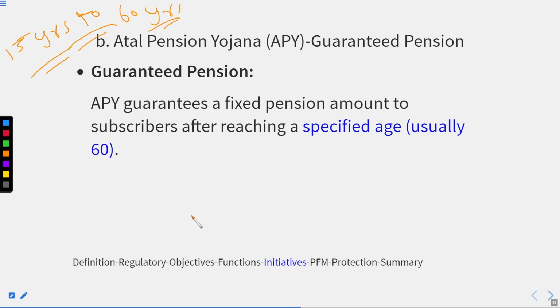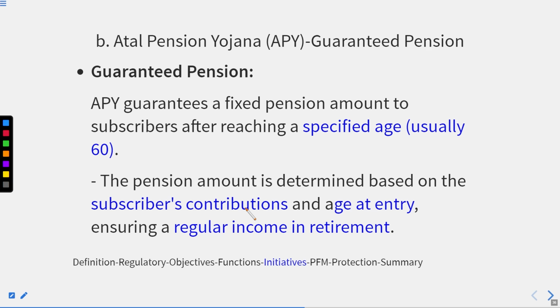Okay. So once the person reaches the age of 60, it means that person is formally retired. However, he could continue to work after it, but legally he should not be a part of the workforce. Okay. So it guarantees a fixed pension amount to that person. The pension amount is determined based on the subscriber's contribution and age at entry, ensuring a regular income in retirement.